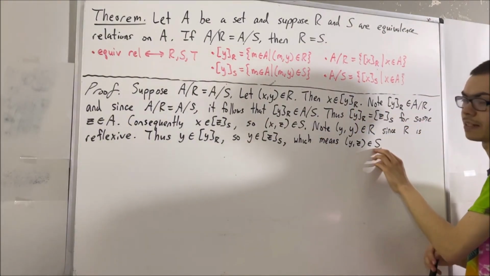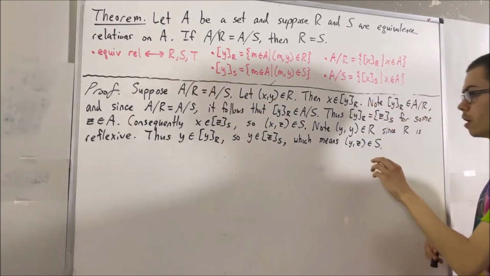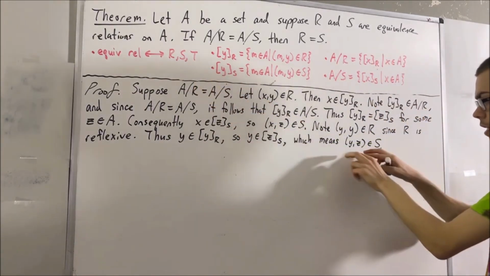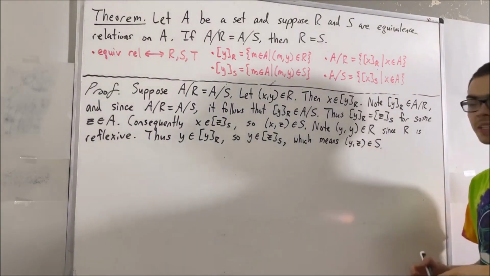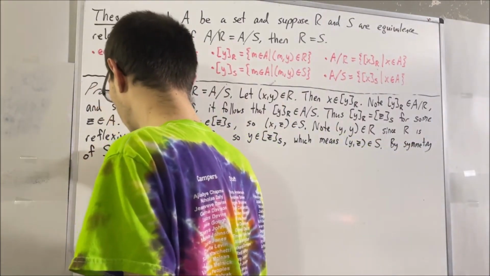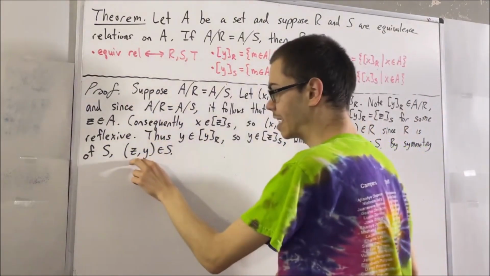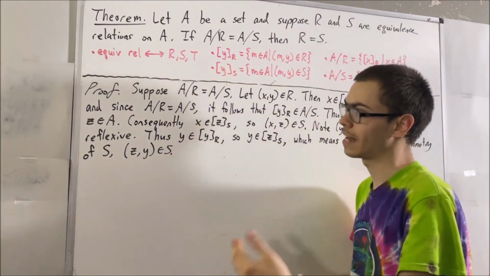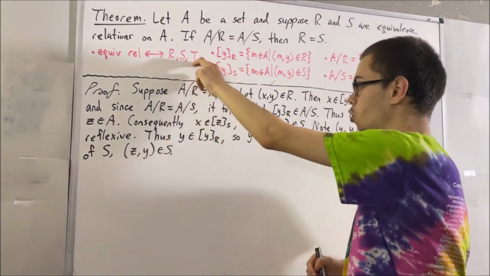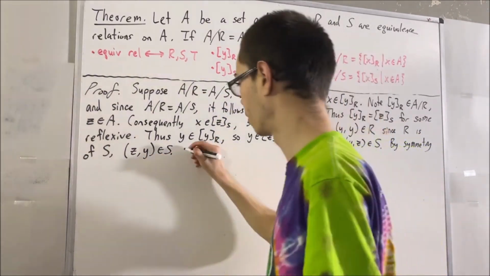But since S is an equivalence relation, we know that S is symmetric. So since y comma z is an element of S, we can swap these around and say that z comma y is also an element of S. So now we have that x comma z and z comma y are both elements of S. Now we can use the fact that S is transitive to write that x comma y is an element of S.